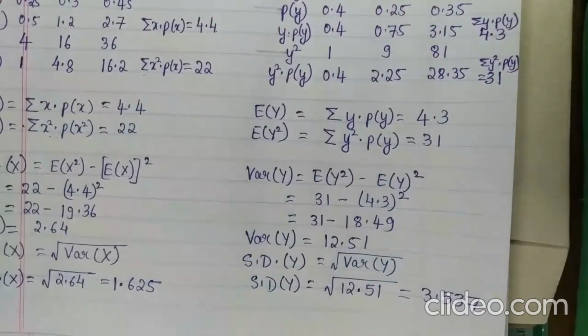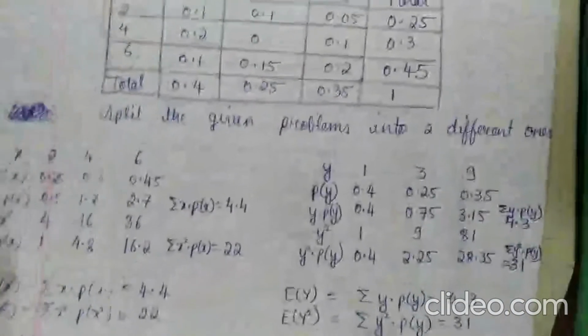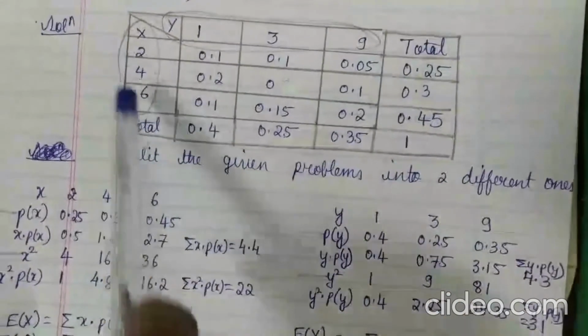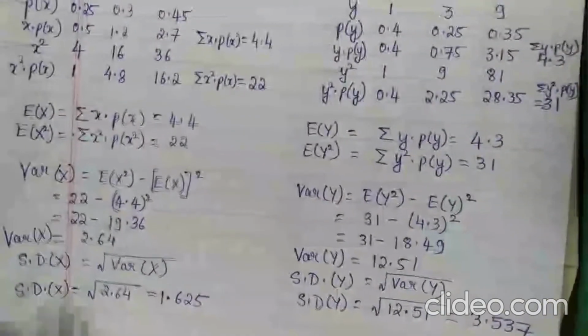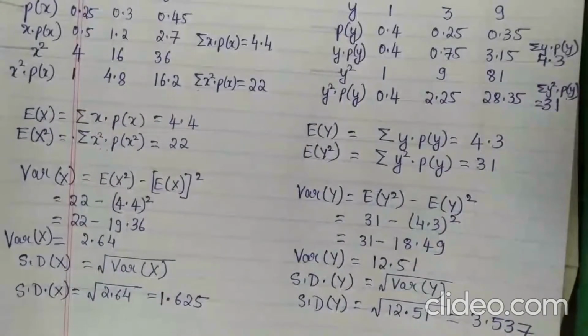So now what all things have we got here? We have converted this entire problem into two different problems. E of x and E of y we have found out, and similarly SD of x and SD of y. That is the ultimate goal, to find SD of x and SD of y. Now once you find SD of x and SD of y, the next thing you have to find out is E of xy, that is expectation of x into y.